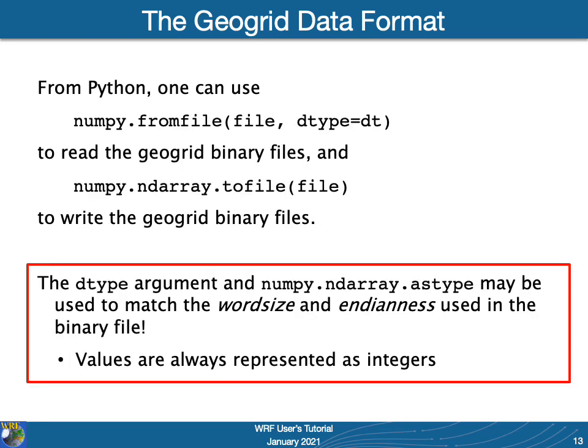If you're comfortable working in Python, you can easily read and write binary files that are usable by the GeoGrid program using NumPy. You can use numpy.fromfile to read one of these binary files into a NumPy array, and you can use array.tofile to write an array into a file that the GeoGrid program can read. It's important to note that all of the values in these binary files are represented as integers, so you'll need to use dtype to cast a NumPy array into an integer typed array before writing it out to a file.